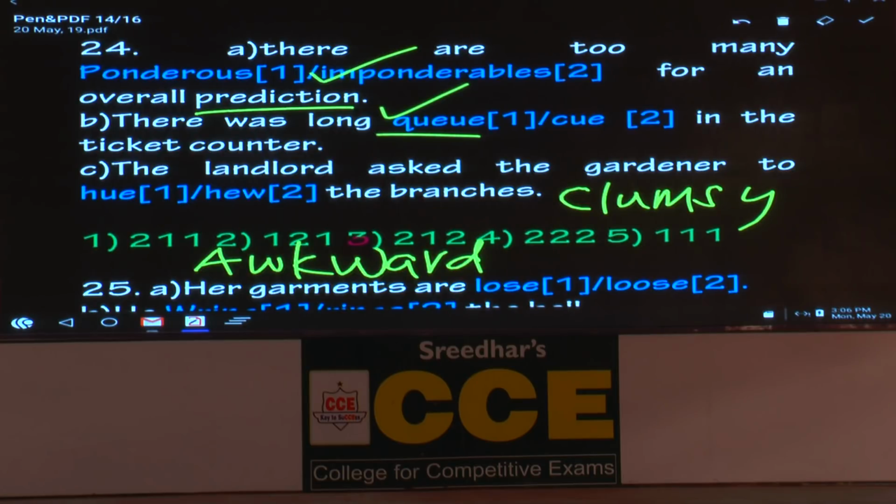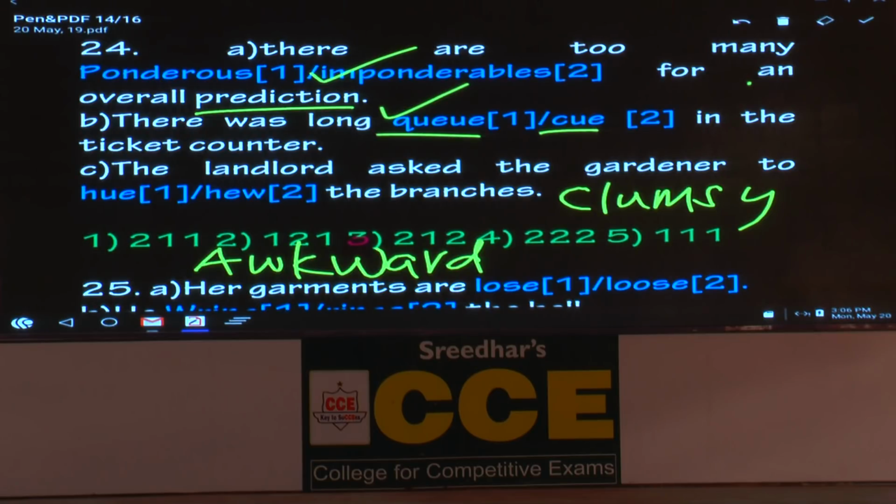First option. Write the meaning of the second one. Queue means what? A signal or a sign. Also write the word clue. You can say queue or clue. Both mean the same. In the ticket counter, the landlord, please underline the word landlord.